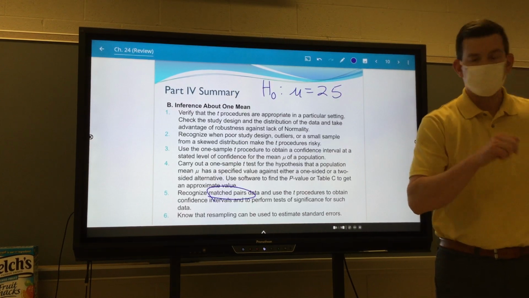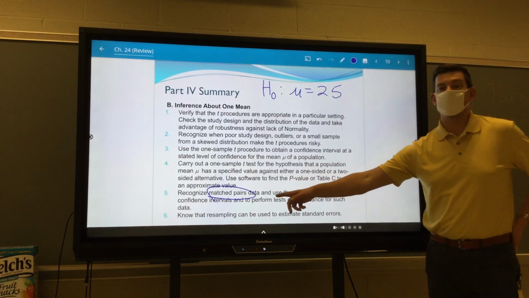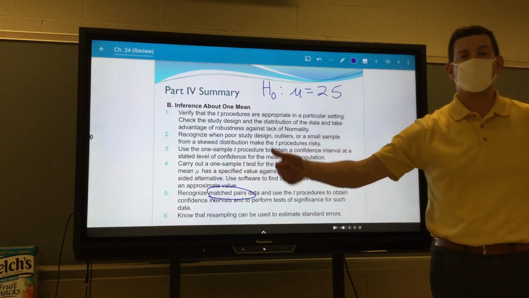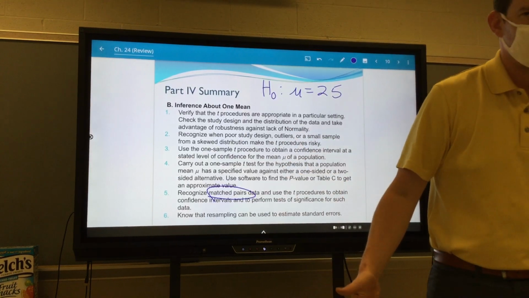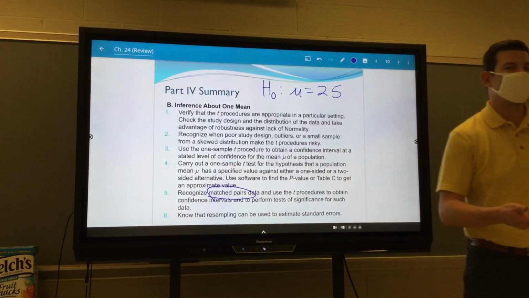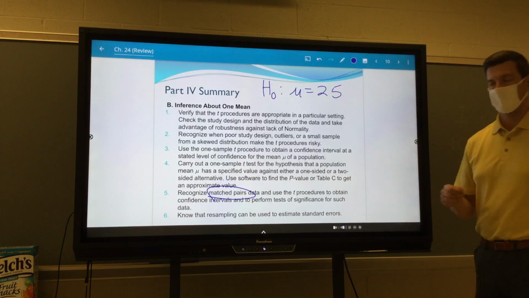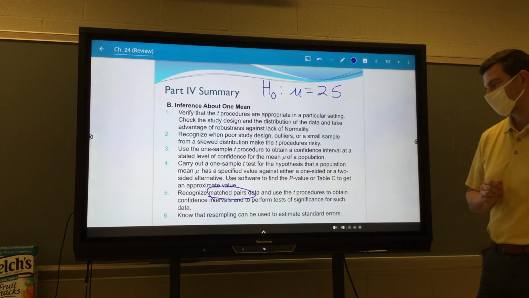Okay? So we have the possibility of doing a paired t-test when we do this ping pong ball lab on Monday. Okay? We'll talk a little bit more about that possibility coming up then. You don't have to do it that way though.